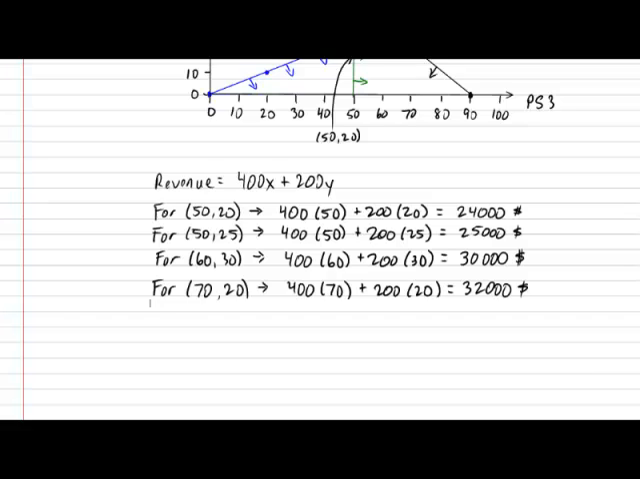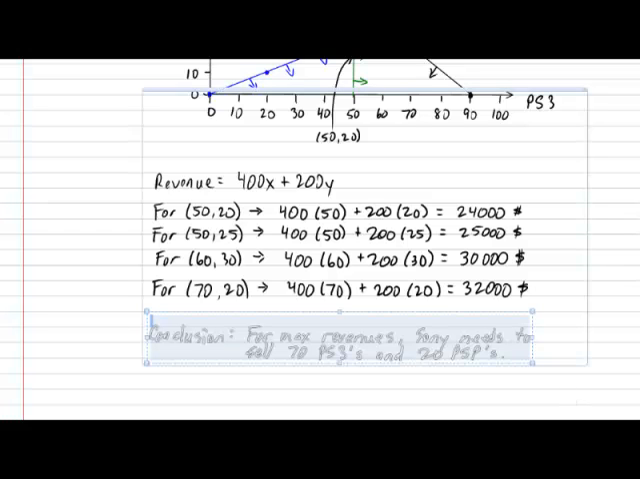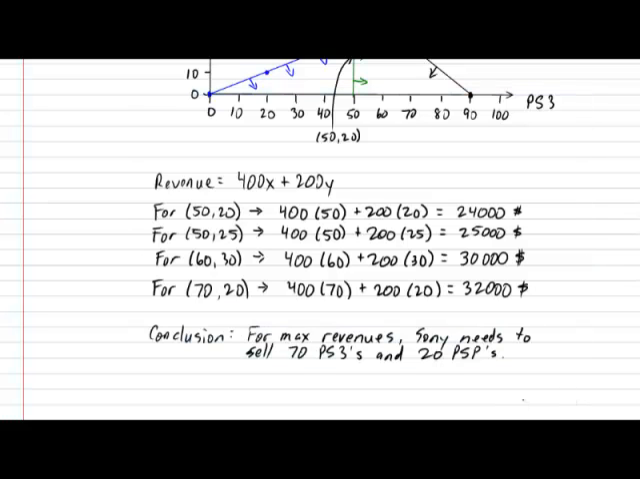Based on these results, this leads us to the conclusion that Sony must sell 70 PlayStation 3s and 20 PlayStation Portables in order to maximize revenues while satisfying all the company's constraints. And this is what is meant by optimizing a situation. It's not difficult, but yes, sometimes it can get horribly long. And that's all there is, ladies and gentlemen, to optimization.